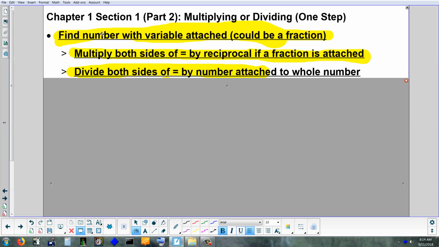So, like I said, first thing, if there's a fraction attached to the variable, flip it and multiply both sides by that number, by the reciprocal. We'll divide both sides of the equal sign by the number attached to the whole number. So fraction, flip it, reciprocal, multiply both sides. Whole number, divide by whatever number is attached to the variable, on both sides. That's how it works.